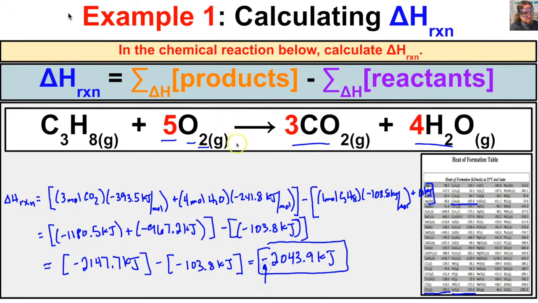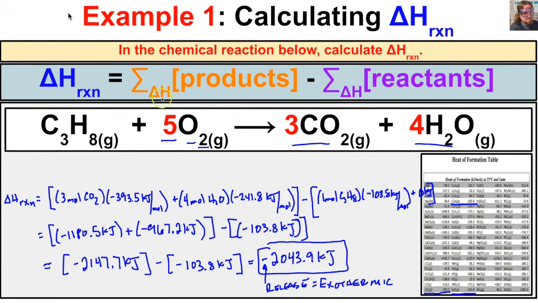Well, this means that this combustion reaction right here is going to release 2043.9 kilojoules of energy. Anytime delta H is negative, it's going to release energy. And that means that this process right here is definitely going to be exothermic. And yes, in fact, all combustion reactions are exothermic. They release heat. So that's how we calculate the heat of the reaction.